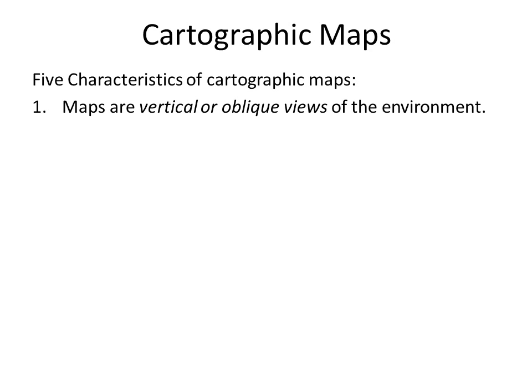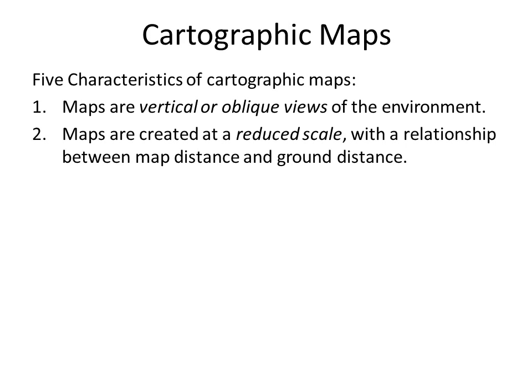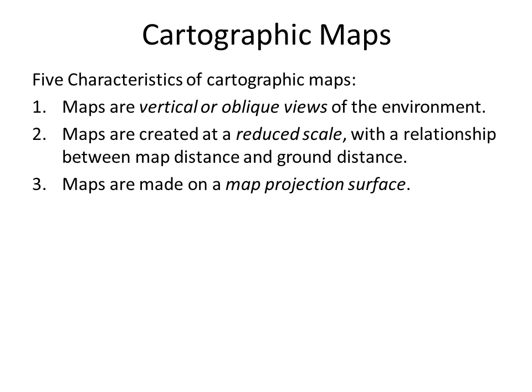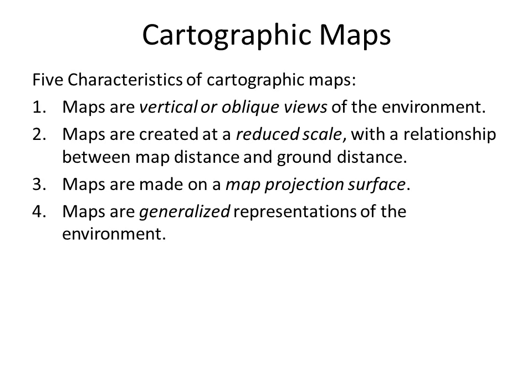Cartographic maps have basic characteristics. There are 5 characteristics of cartographic maps. I'll mention them here on this slide, then we'll go through and see some examples of each one of these. First of all, maps are vertical or oblique views of the environment, and we need to be aware of which is which when we work with maps. Maps are created at a reduced scale with a relationship between map distance and ground distance. Maps are made on a map projection surface.